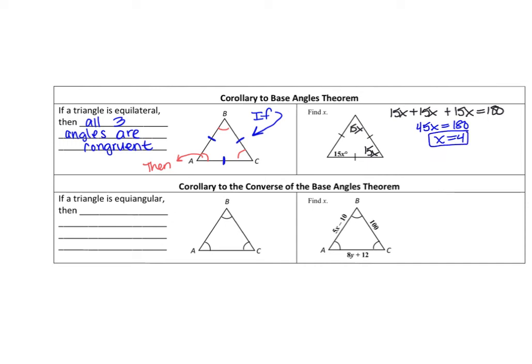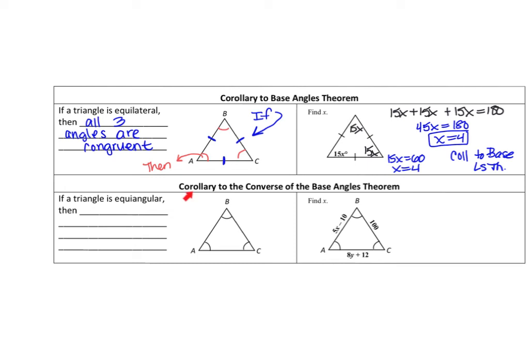However, that's not the only way to solve this problem. So if all these are equilateral, then the angles are equiangular. So one of these angles is equal to 60 because 180 divided by 3 is 60. So another way to solve it would be to set one of the 15x's equal to 60, and then when you divide by 15, you would still get x equals 4. To abbreviate this in future proofs, you would say COLL to represent corollary to base angles theorem.